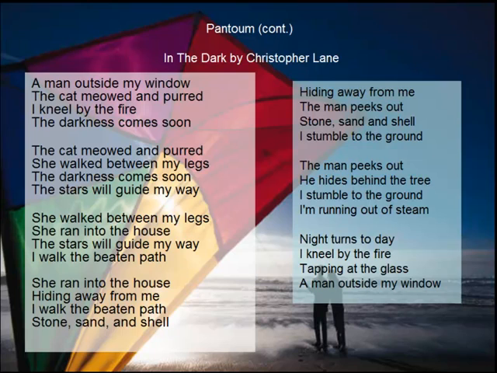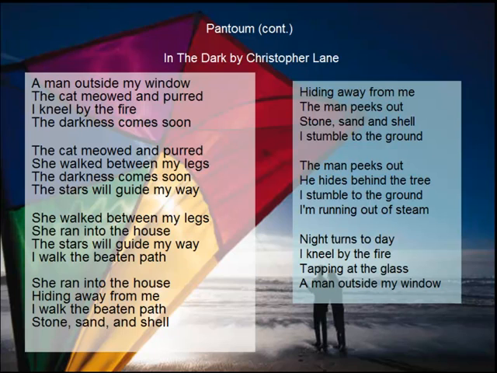So here is an example of a pantoum. This is called In the Dark by Christopher Lane. A man outside my window, the cat meowed and purred. I kneel by the fire, the darkness comes soon. So lines 2 and 4 now will become lines 1 and 3 of the next stanza. The cat meowed and purred. She walked between my legs. The darkness comes soon. The stars will guide my way.